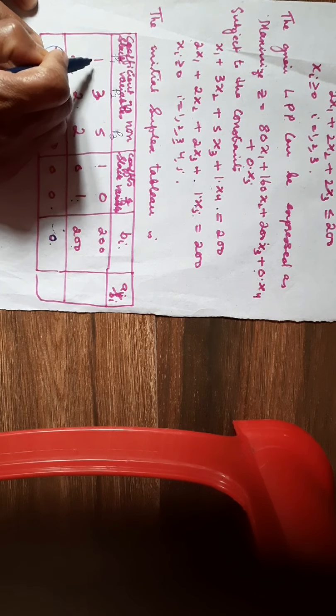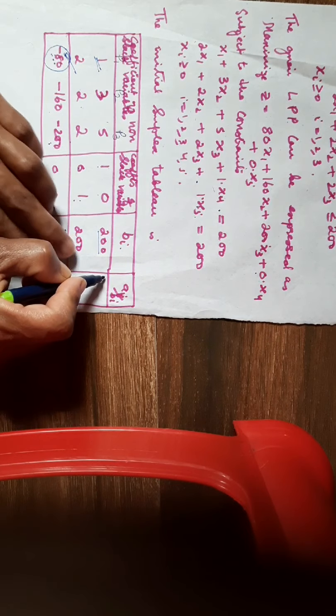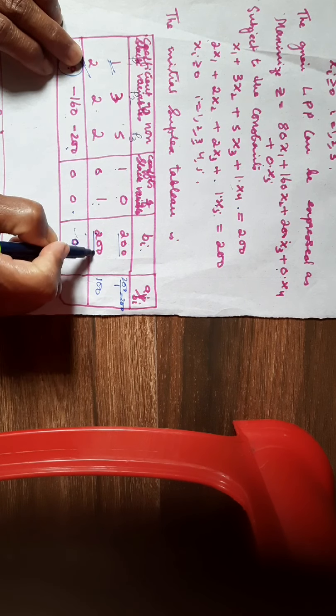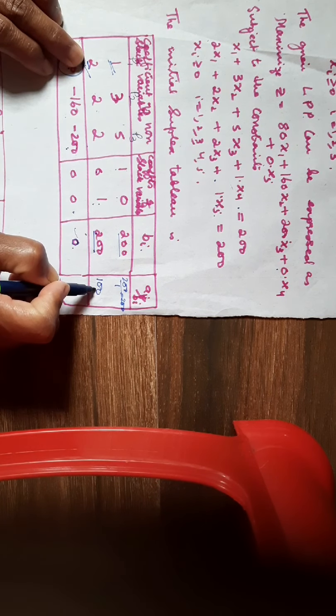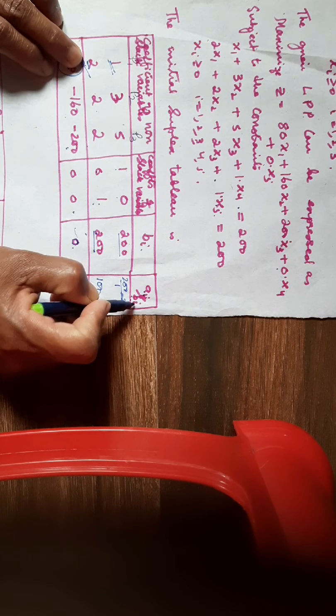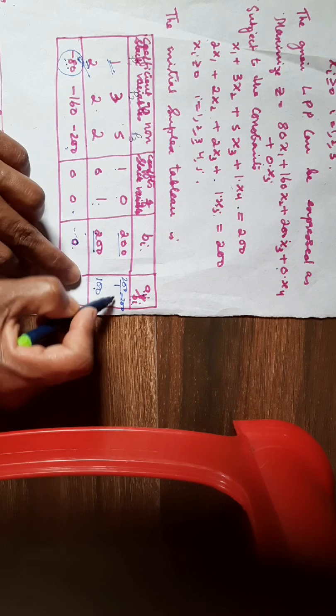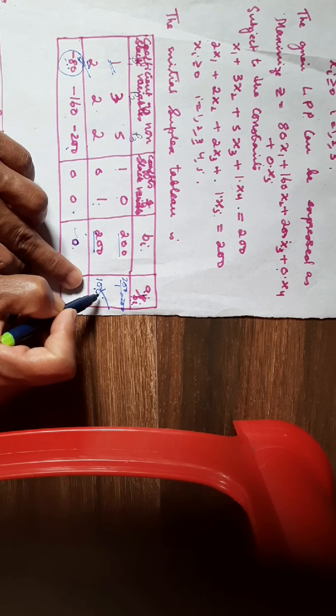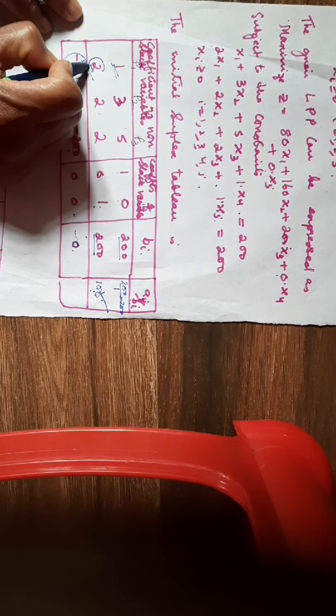For this column, you divide bi by the value of ai from the first column. So 200 by 1 will be 200. Next you divide 200 by 2, then it will become 100. Now you see that from among these two, 100 is the smallest positive quotient. Both are positive, but this is the smallest. Therefore, you circle this one, and this will be called the pivot entry.